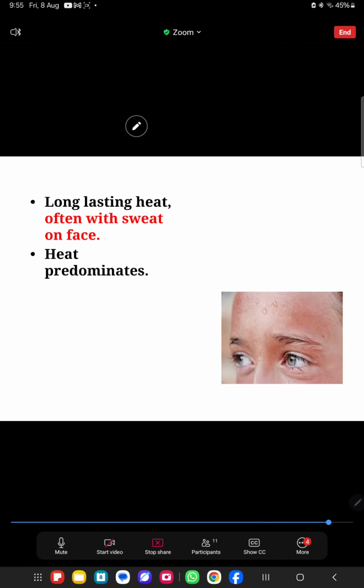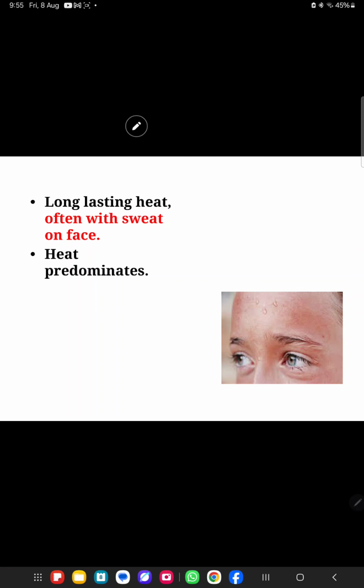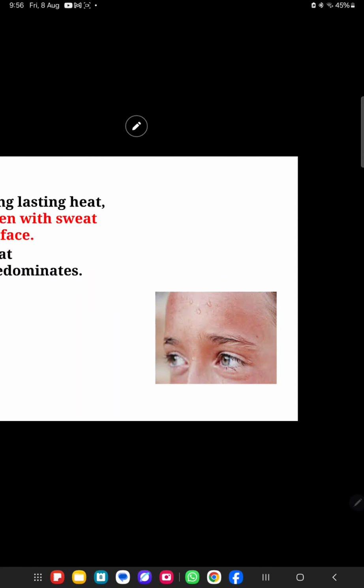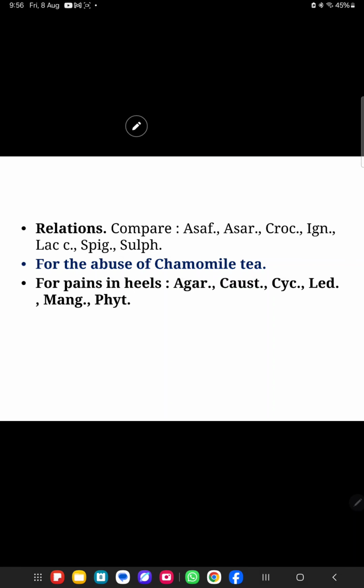Longing, long lasting heat, often with a sweat on the face. If you're finding long lasting heat but sweat is there, then we can think about this medicine. You will find there will be so much heat and heat predominates especially in this patient, then we can think about this medicine. Okay, now we'll talk about the relation.